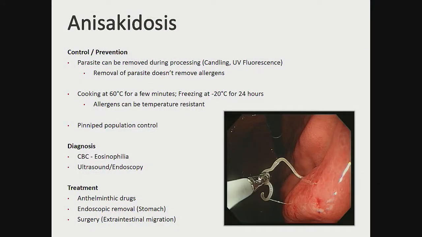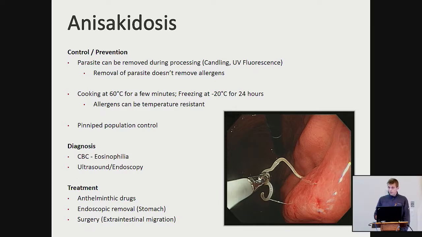So treatment really depends on the type of infection you're dealing with. They're usually quite responsive to antihelminthic drugs. If they're confined to the stomach, you can remove them via endoscopy. So that's the image you see on the bottom right. Little forceps, grabbing it, pulling it out of the wall. Or in the case of extra-intestinal migration, treatment's a bit more complicated and usually requires surgery.